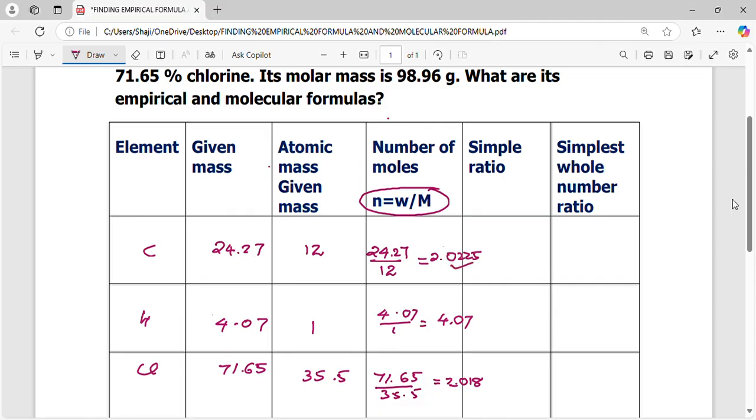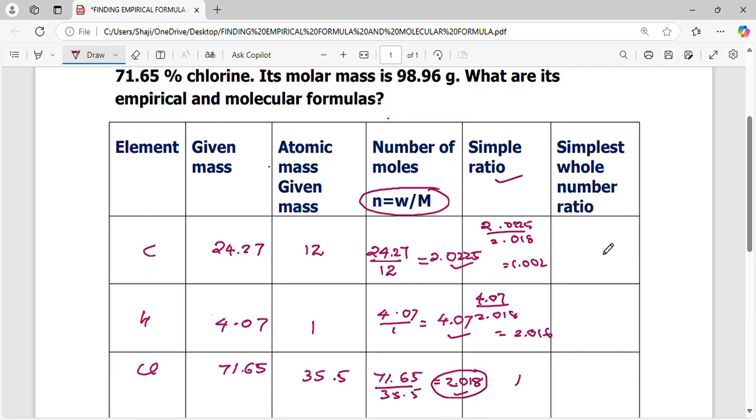So out of these three numbers, to calculate the next step, the symbol ratio, we have to choose the smallest number. 2.018 is the smallest among these three. To calculate the simplest ratio, let's divide each number by the smallest number. 2.0225 divided by 2.018 is equal to 1.002. Similarly for hydrogen, 4.07 divided by 2.018 equals 2.016. And finally for chlorine, we are dividing by the same number, so we will get 1.